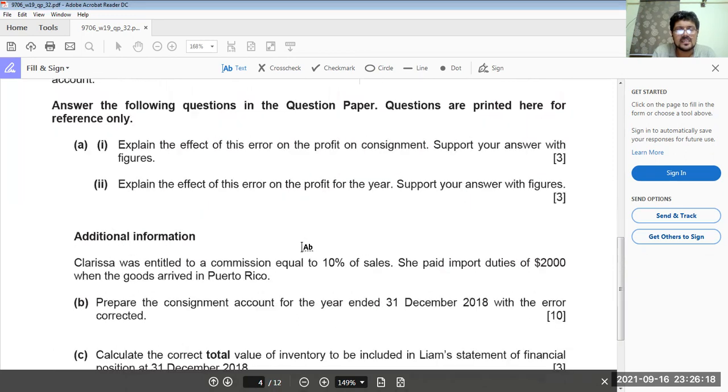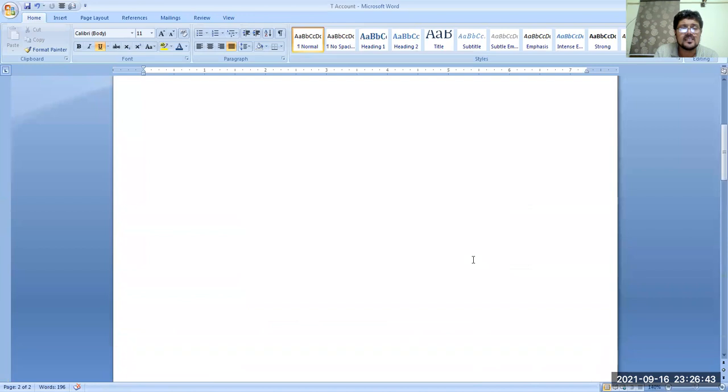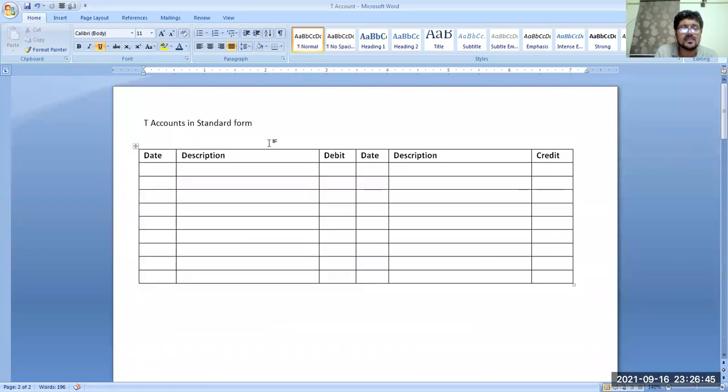This is the problem. Okay. Now, Clarisica was entitled to a commission equal to 10% of sales and paid import duty of $2,000 when the goods arrived in Puerto Rico. Prepare the consignment account at 31st December 2018 with the error corrected. So what we are going to do, we are going to make a consignment account over here, and because we don't have space, we are using this one. This is our consignment account.